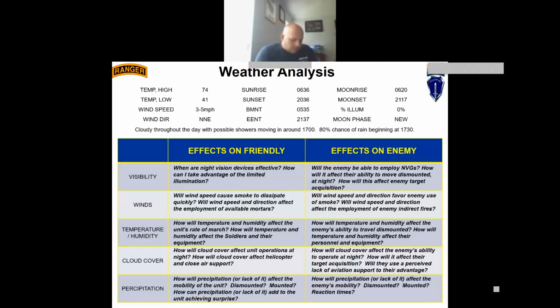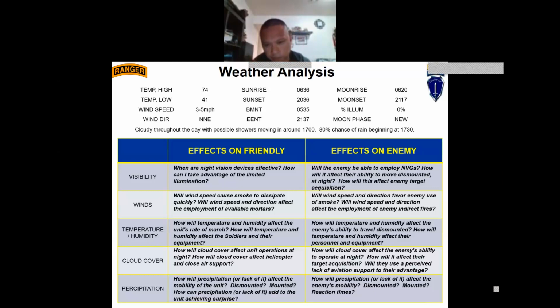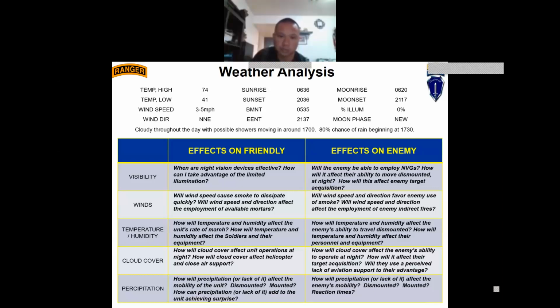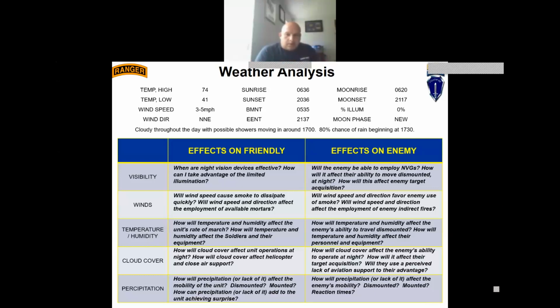It might slow their reaction time down, Master, mainly because they'll be seeking shelter during times of rain. So they'll be more stationary as opposed to moving. Roger.